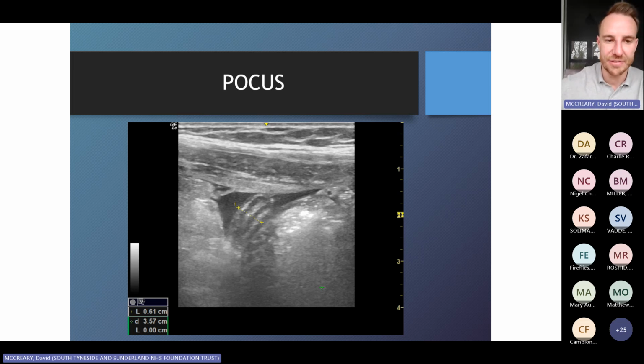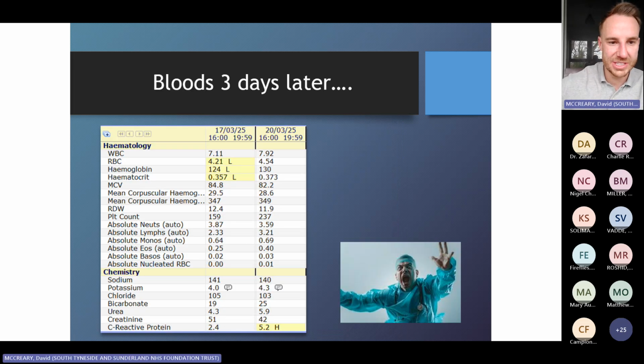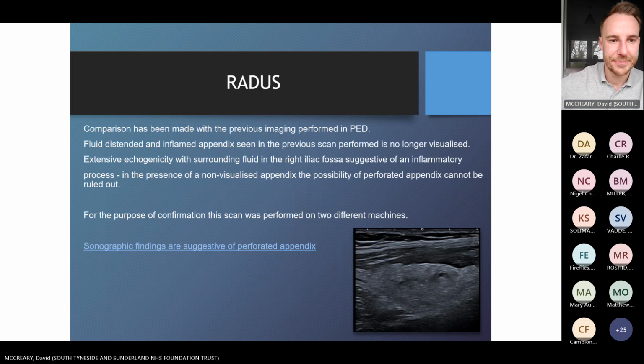Either through progression of vomiting or he still had a bit of an appetite. So bloods 3 days later, still the same. Surgeon's not impressed. Radiology scan, you can have a read. What I like about this was the radiologist was kind enough to come and review my images.